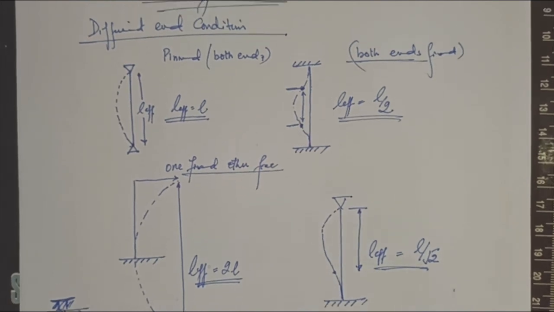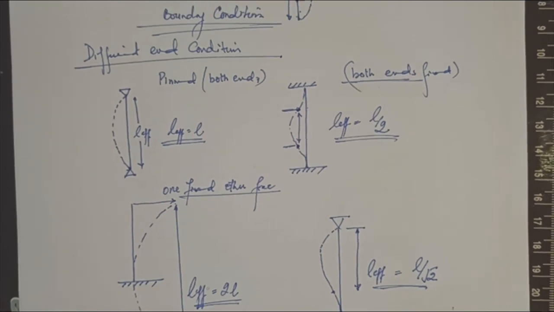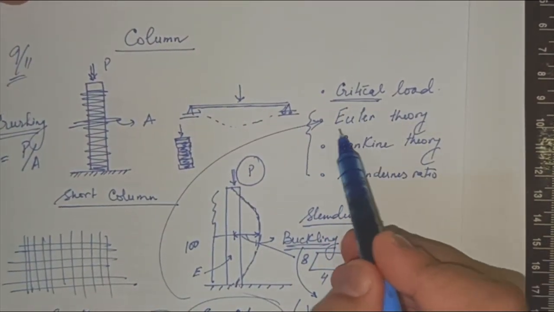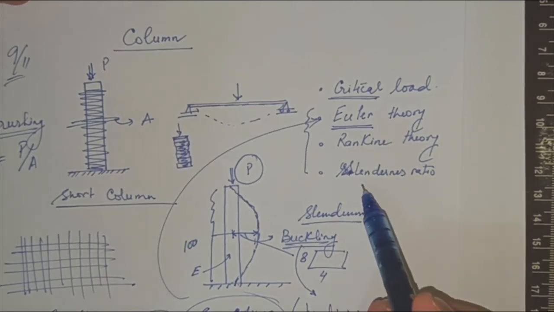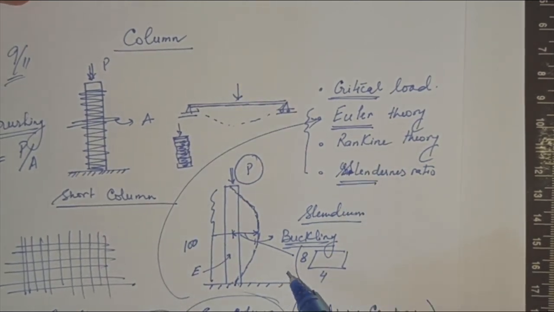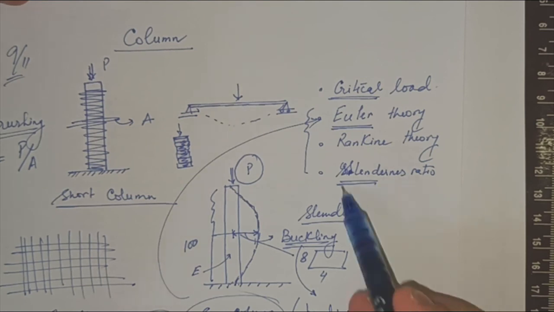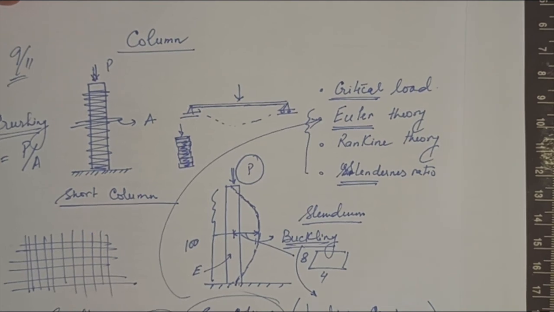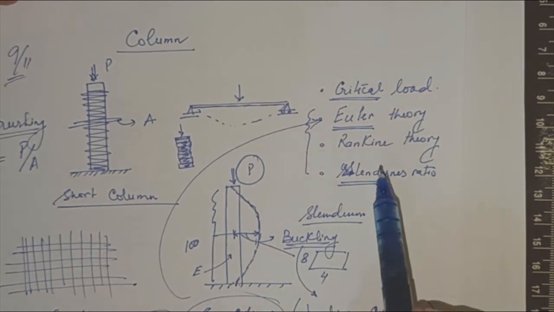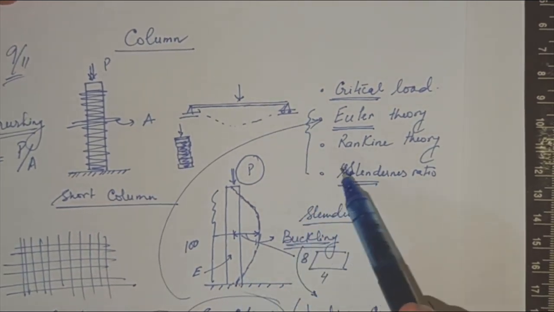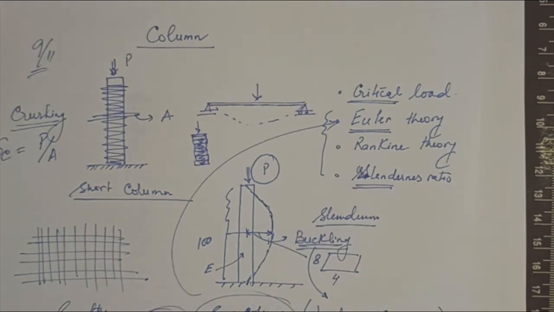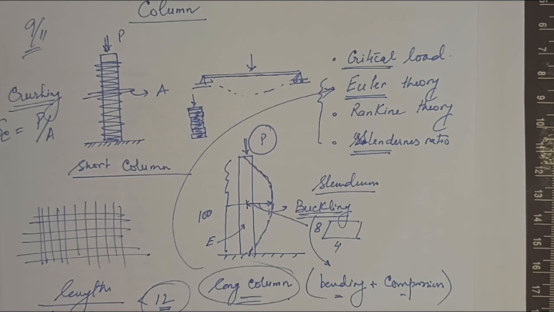Further, we have already gone through most of these topics, and I would like to go through the slenderness ratio once more. Slenderness ratio and the Rankine theory, basically we'll be discussing these two together, and we'll be seeing what effect it produces on the columns. So stay tuned for the next video. In the next video, we'll be discussing these two topics, and we'll be continuing from here only.